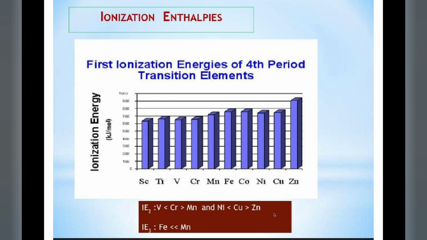For IE3 also, you can see in the figure where iron is. Iron is less than manganese, or in the figure iron is greater than manganese. And copper is less than zinc, and copper is greater than nickel. So you can see from the figure and find out which has greater ionization enthalpies.